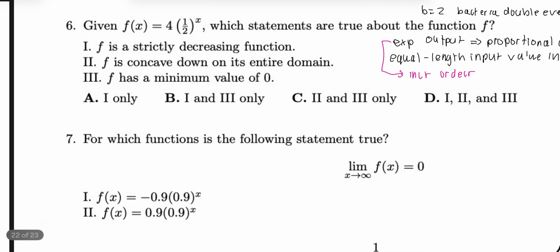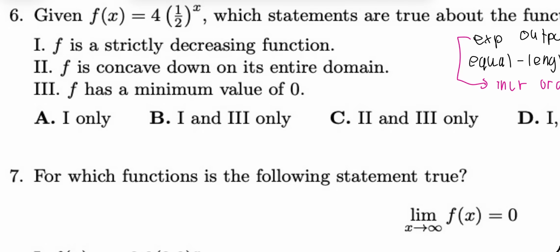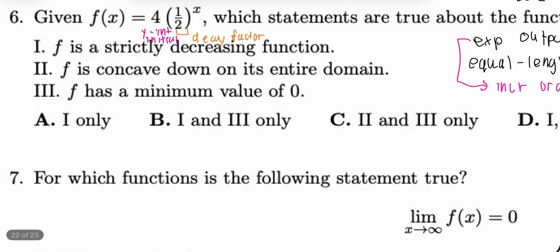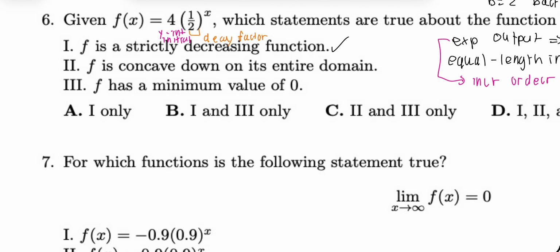So let's look at our function here. 4 is going to be the y-intercept, your initial value. And then we have our decay factor as 1/2. So we know that for each increase of 1 in x, the positive function value will be cut in half, resulting in a strictly decreasing function. So this is going to be true.